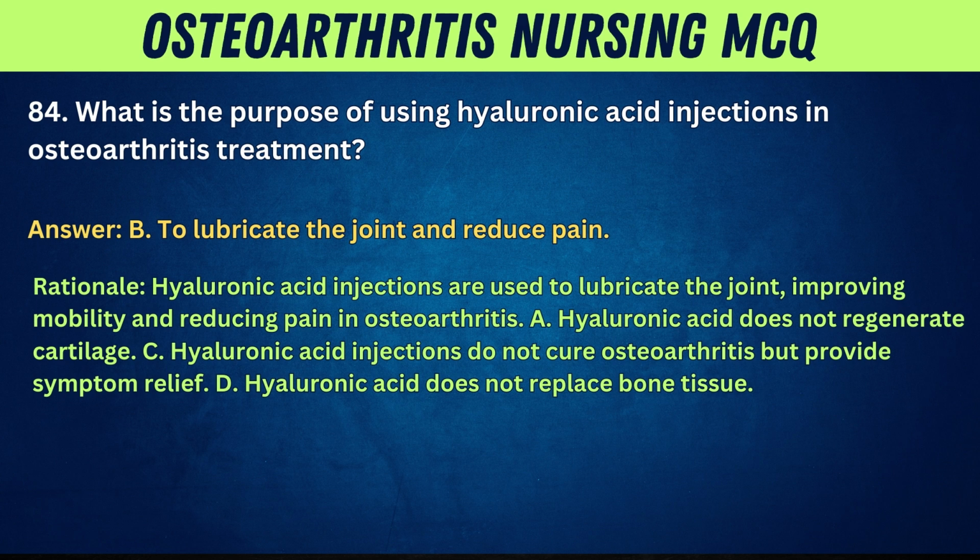Rationale: hyaluronic acid injections are used to lubricate the joint, improving mobility and reducing pain in osteoarthritis. A. Hyaluronic acid does not regenerate cartilage. C. Hyaluronic acid injections do not cure osteoarthritis, but provide symptom relief. D. Hyaluronic acid does not replace bone tissue.